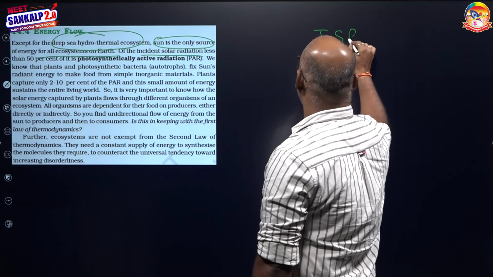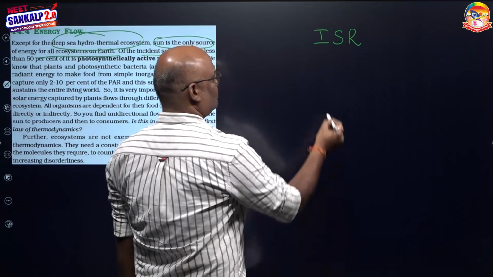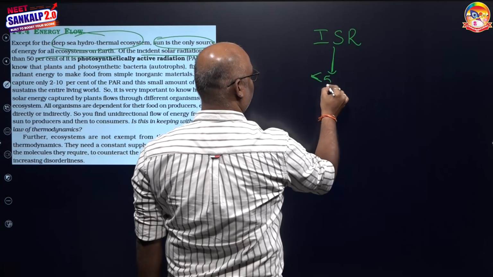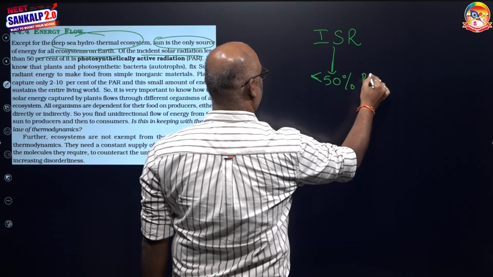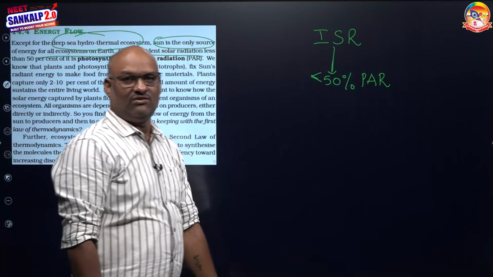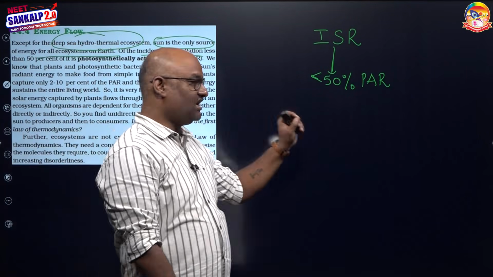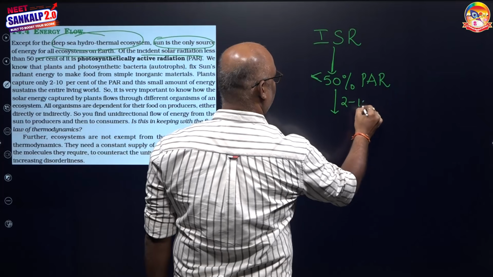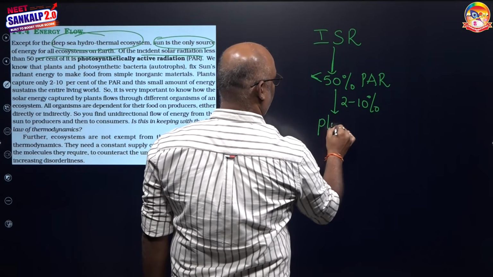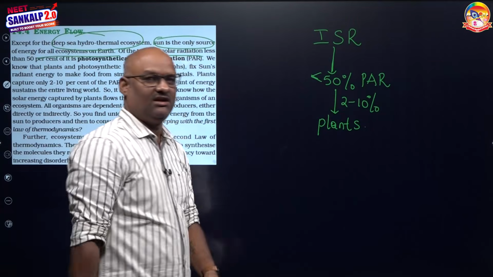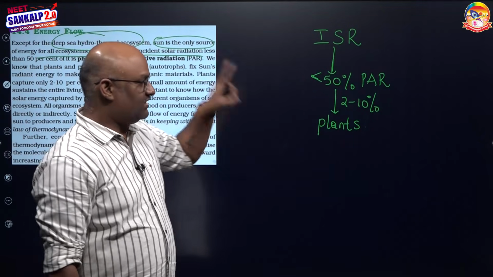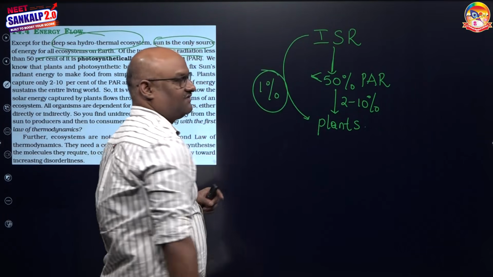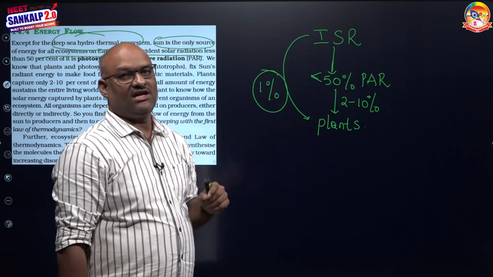What is ISR? Incident solar radiation. Out of the incident solar radiation which is falling on the earth surface, less than 50% is PAR. What is meant by PAR? Photosynthetically active radiation, the radiation which is available for photosynthesis. Out of this photosynthetically active radiation, 2 to 10% will be utilized by the plants for their photosynthesis. So it means that from the ISR, the plants take almost 1%. Mostly 1% of energy from the incident solar radiation is utilized by the plants.